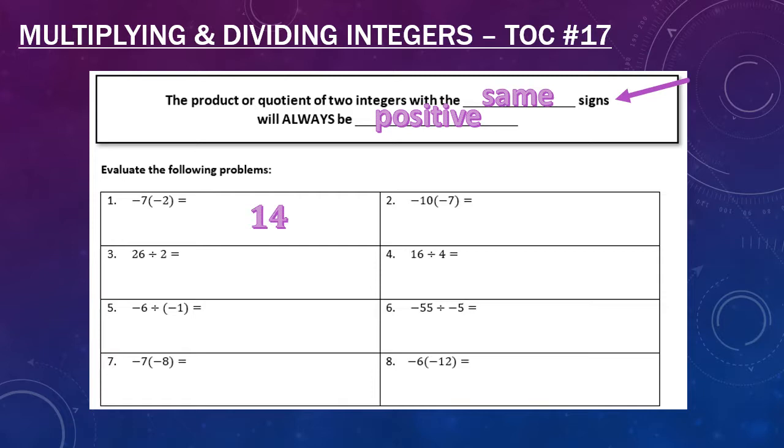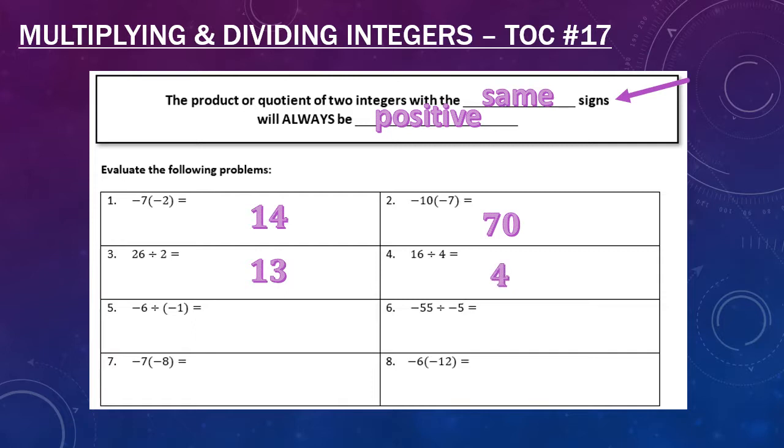Same thing for number 2. A negative times a negative, they have the same sign. Your answer will be a positive 70. Numbers 3 and 4, both numbers are positive, so obviously this is like what you learned in elementary school. 26 divided by 2, positive is positive. Your answer is positive. I'm positive it's 13. Ha ha ha. Number 4, 16 divided by 4, your answer is 4, positive 4.